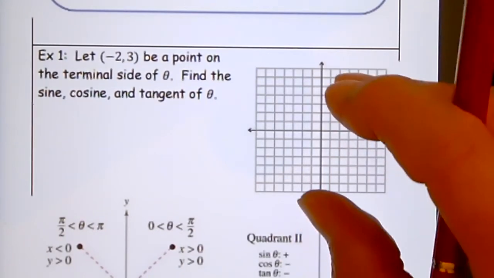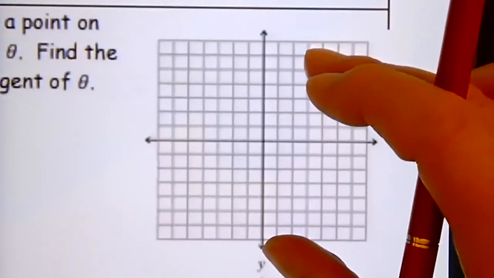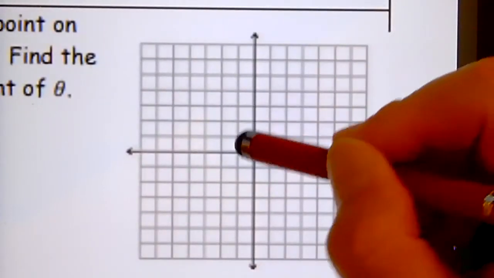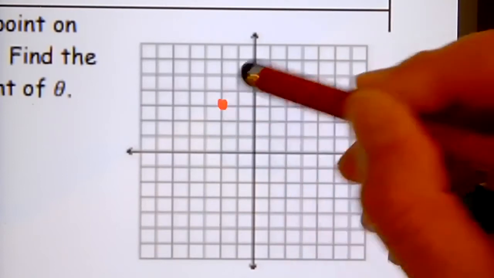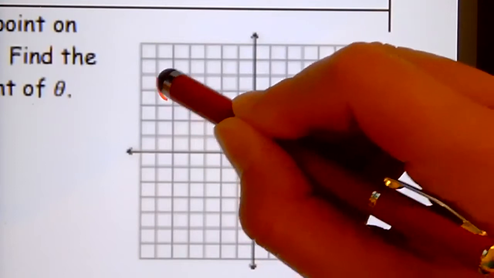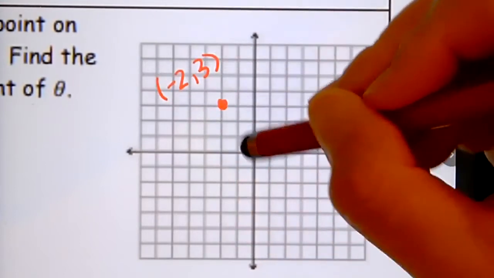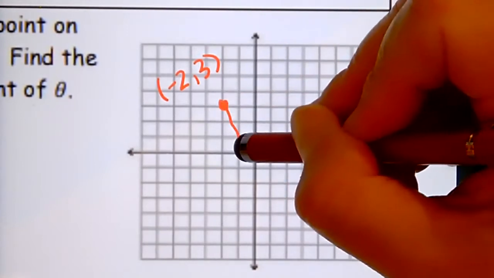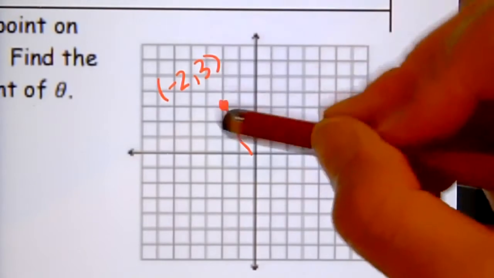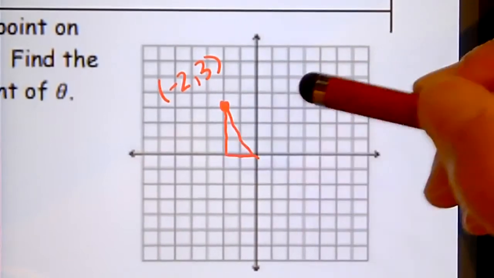So what I'm going to do is plot (-2, 3). I'm going to come to my graph and plot -2, then 1, 2, 3. I'm going to put that point there. And again, I'm just going to label it (-2, 3). And we're going to draw a triangle. I'm drawing it to my origin like always. And then I'm going to draw it straight down and across.